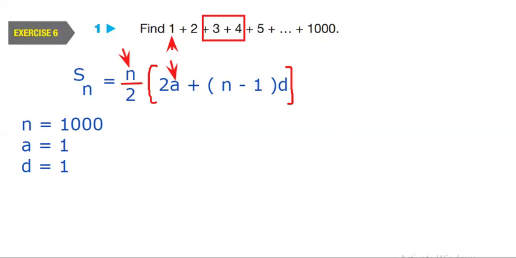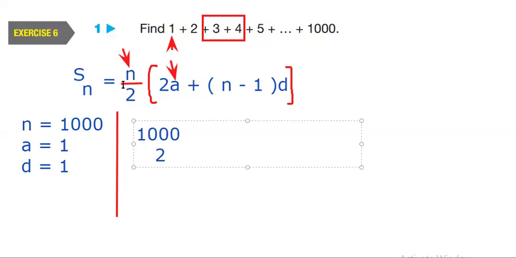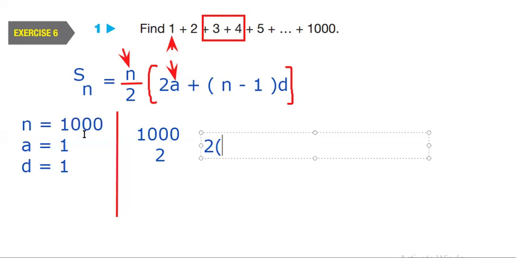So let's make a line like this, and we start our work next to it. So first, N is 1000, so we say 1000, like this. Divide 2, like we have here. And then we have the bracket, which has 2a inside of it. So 2 multiplied by a, and we know the a is 1. So 2 multiplied by 1, like this. And then plus, we have the bracket, which is n again, which is 1000, minus 1. And then close bracket, and then multiplied by the d, which is 1, like this. And then we close the brackets outside, like this. This bracket and this bracket.